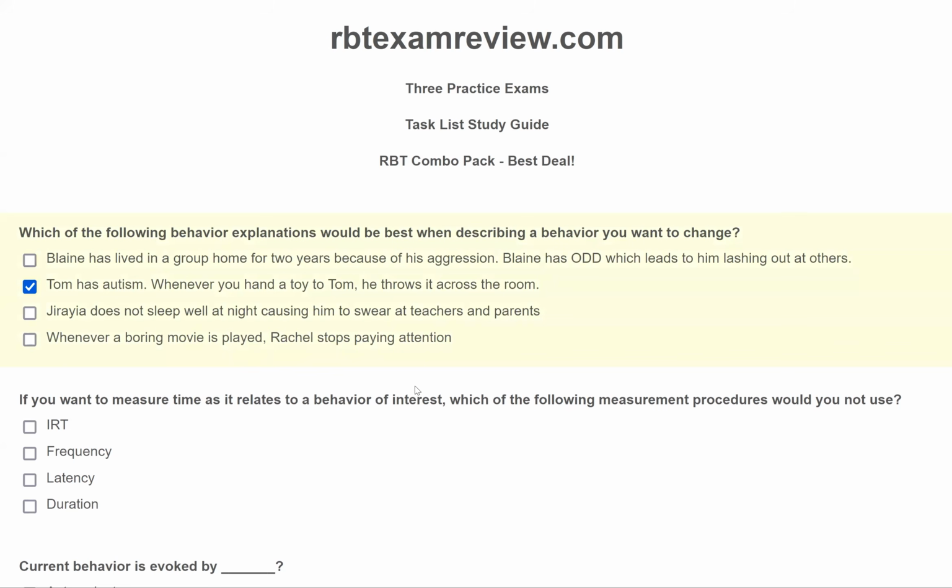Yes, we state Tom has autism, but the behavior is just whenever you hand a toy to Tom, he throws it across the room. Clearly observable, clearly measurable, the best answer out of these 4. And that's really what you're looking for when you take your exam.